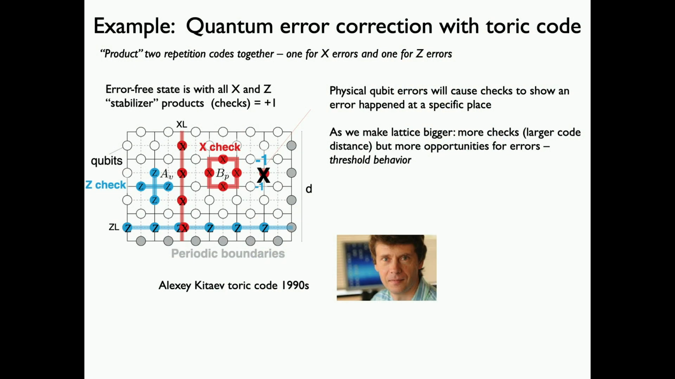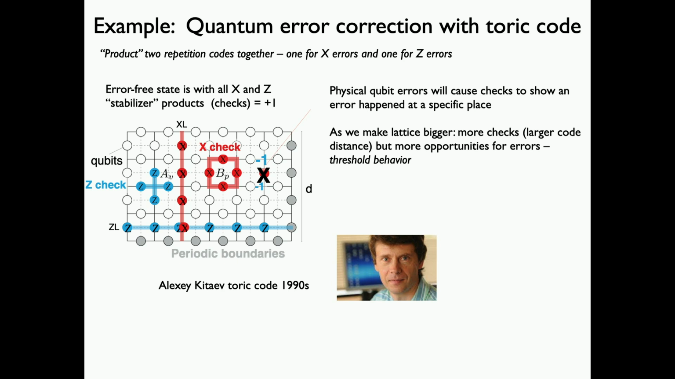Now, as I already mentioned, this is an example of a CSS code, which is effectively a product of two classical codes. For example, you could think of going in the Z direction as a repetition code with respect to bit flips. Sorry, the X is a repetition code with respect to bit flips, and Z is a repetition code with respect to phases.